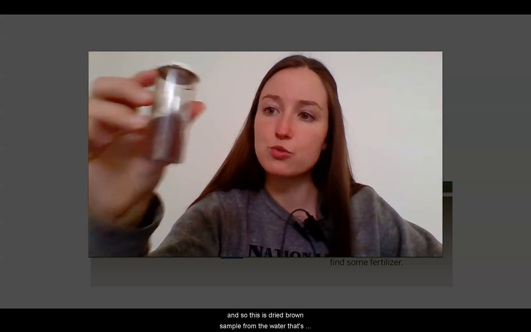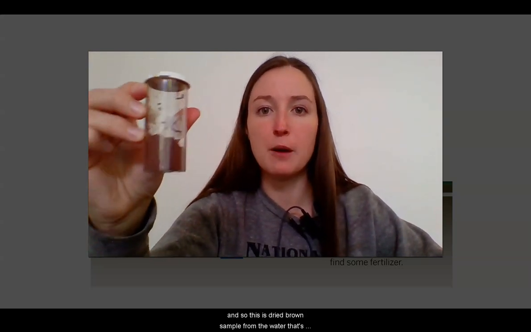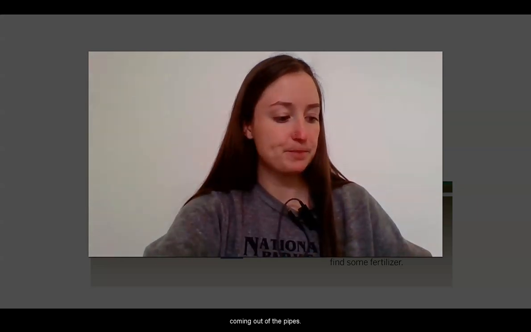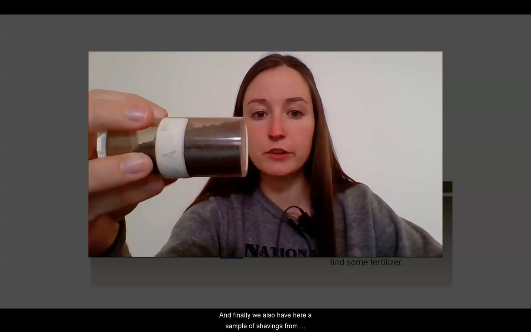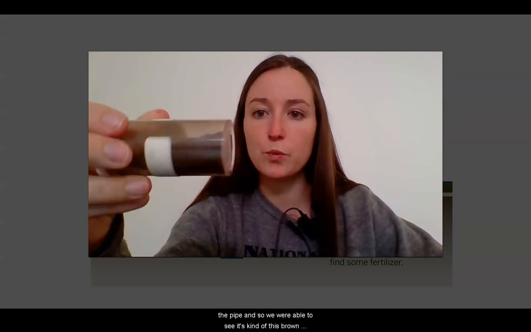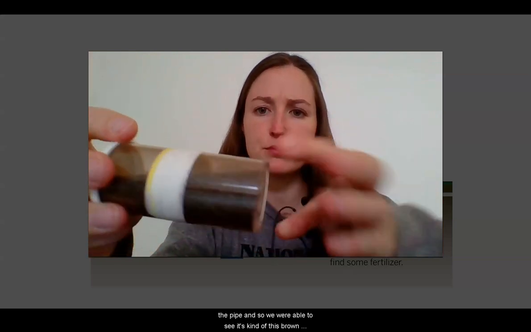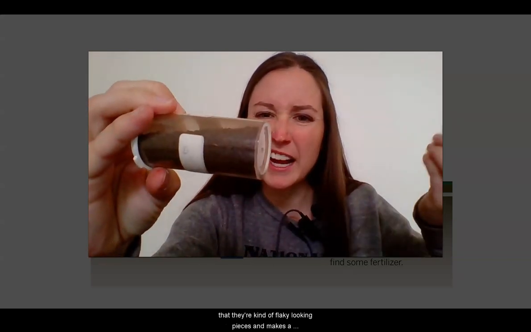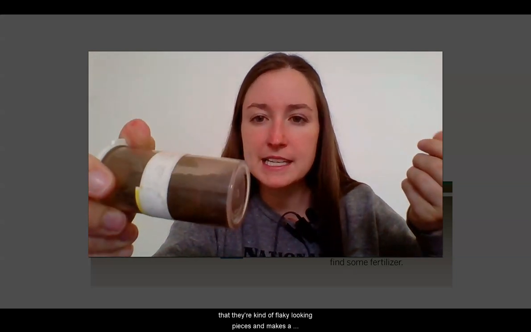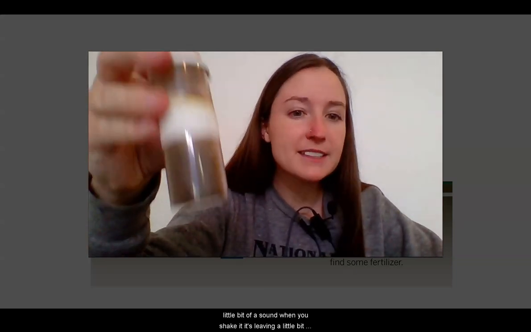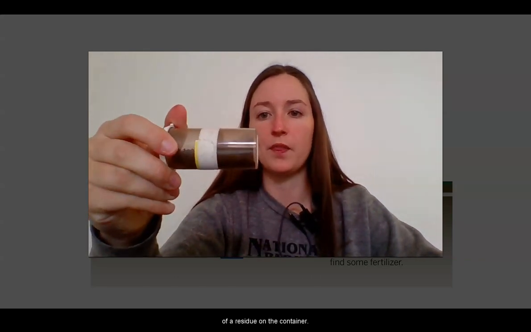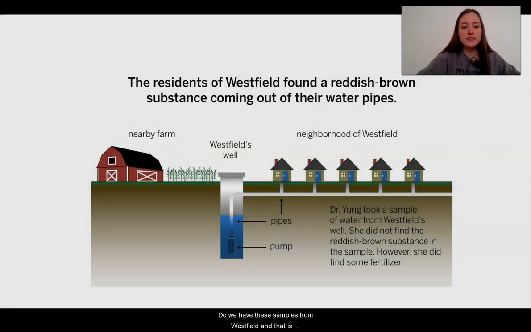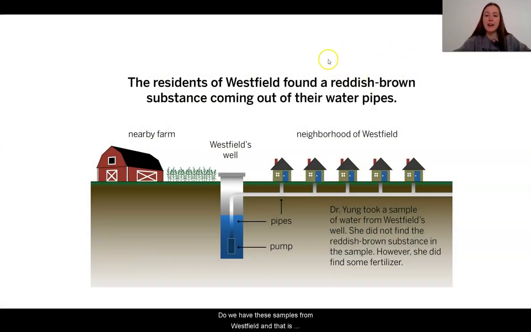And so this is dried brown sample from the water that's coming out of the pipes. And finally, we also have here a sample of shavings from the pipe. And so we were able to see it's kind of this brown, they're kind of flaky looking pieces and makes a little bit of a sound when you shake it. It's leaving a little bit of a residue on the container. So we have these samples from Westfield, and that is where we started our investigations.